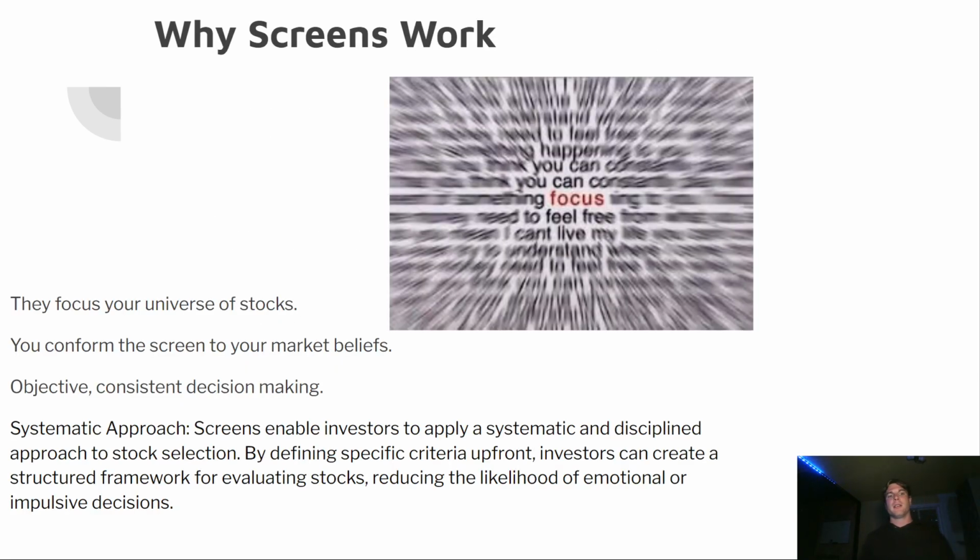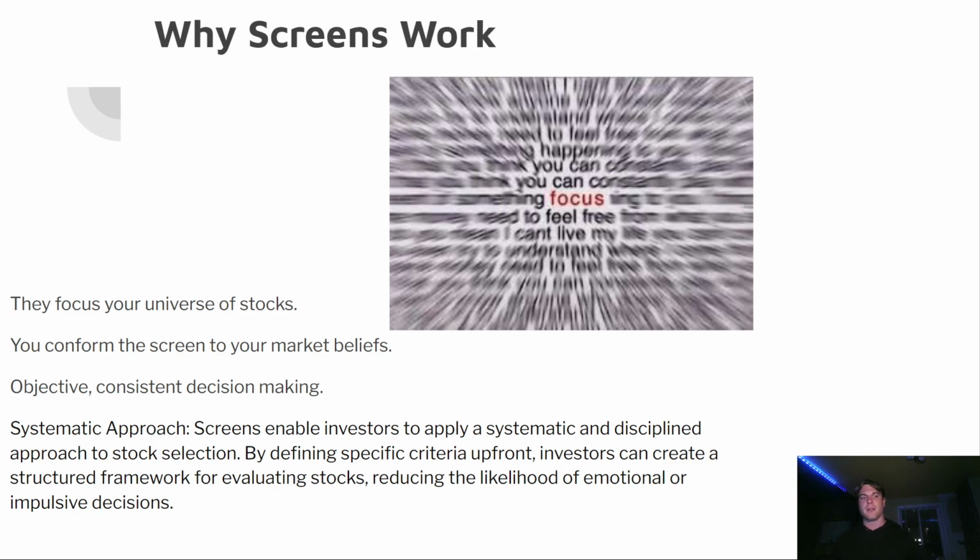So why do screens work? They focus your universe of stocks. There's millions of different things you can trade every single day, and you want to make sure that you're looking for something that you feel comfortable trading. You also want to make sure it conforms to your market beliefs. A lot of people bring baggage with them to the market, and that isn't necessarily a bad thing if you're going to be able to capitalize on your baggage. So if you believe that everything's horrible and you're always bearish, that's fine, and you want to be screening for stocks that are going down.